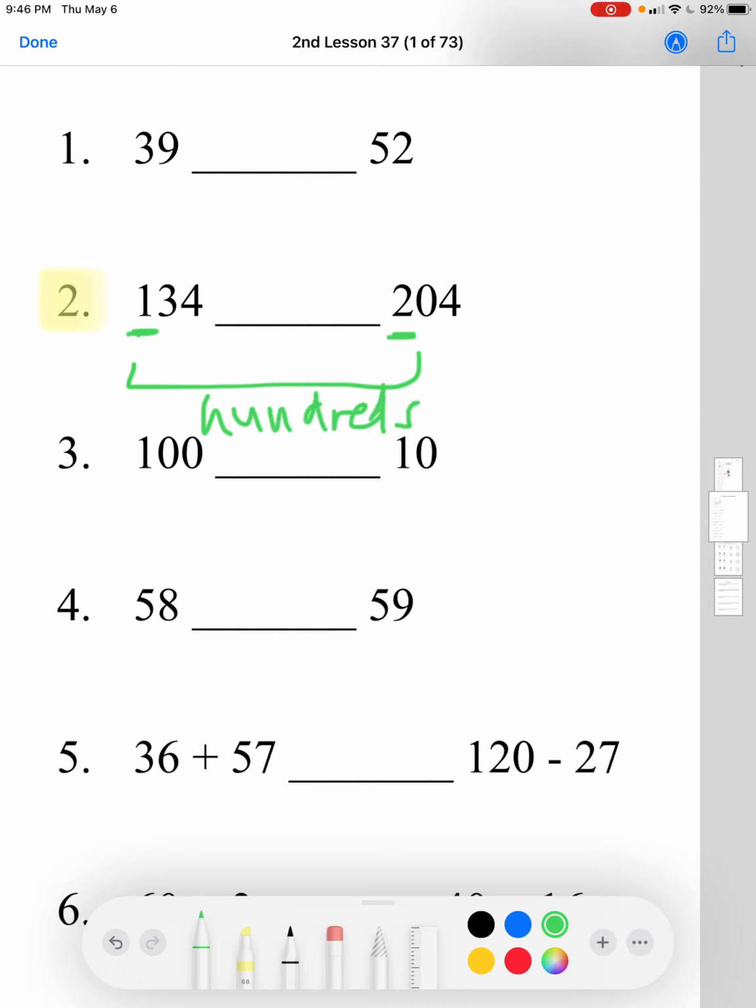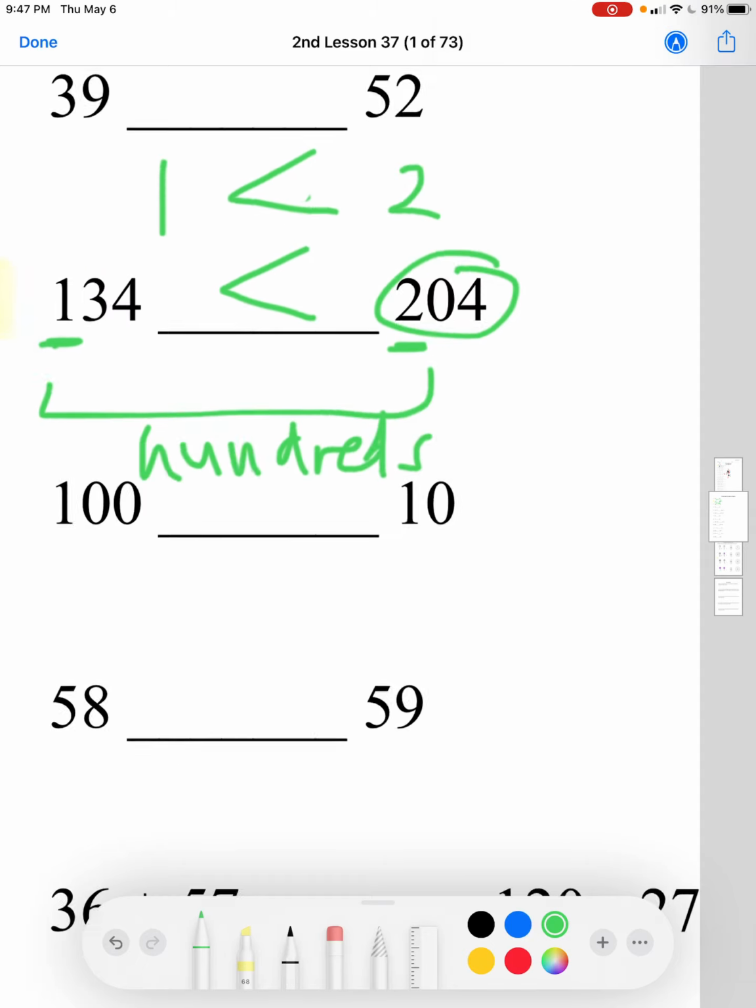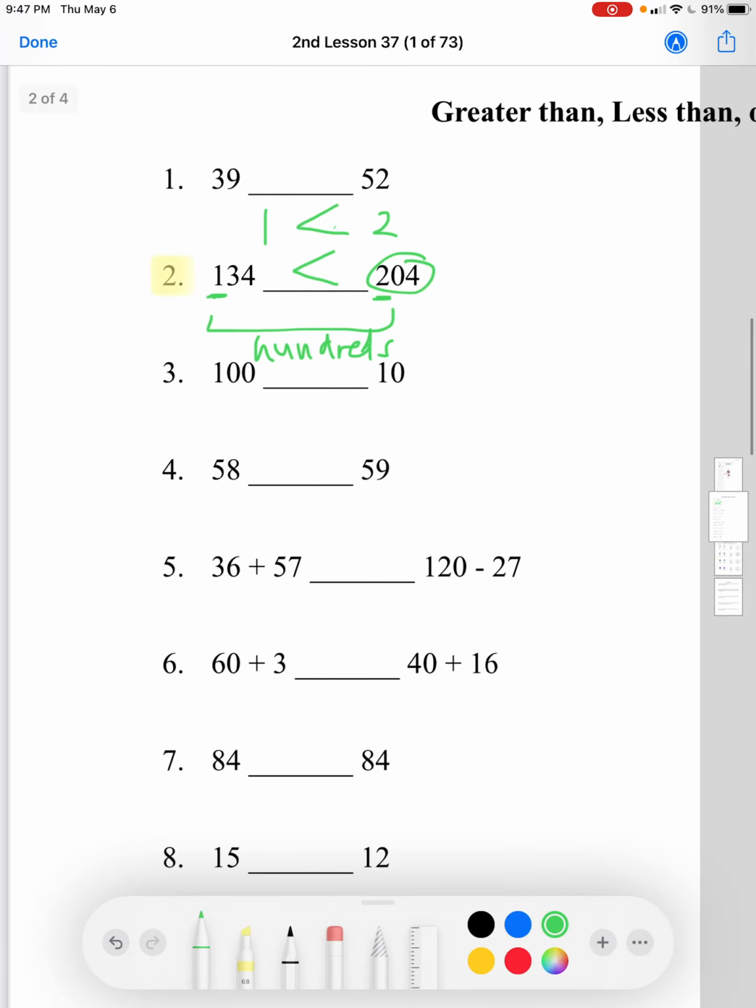So we have 100 here, 200s here. Because this is the biggest place value we have, we know that 2 is bigger than 1. So a number with 2 hundreds and 4 ones will be bigger than a number with 100s, 3 tens, and 4 ones. So, oops, I'm so sorry. This should be the opposite way. Think of it like a little alligator mouth. It's going to want to eat the bigger number. So 134 is less than 204. We have the open side, open to the bigger number.